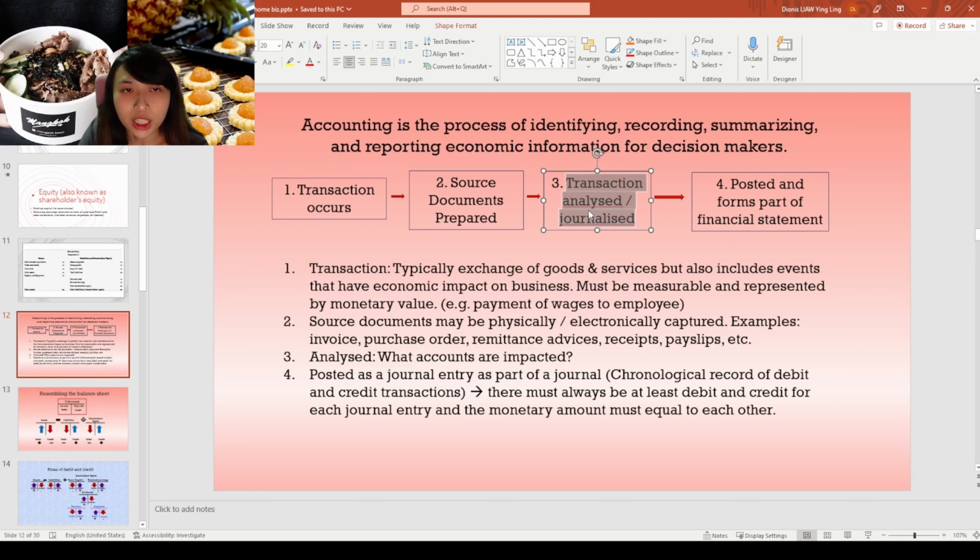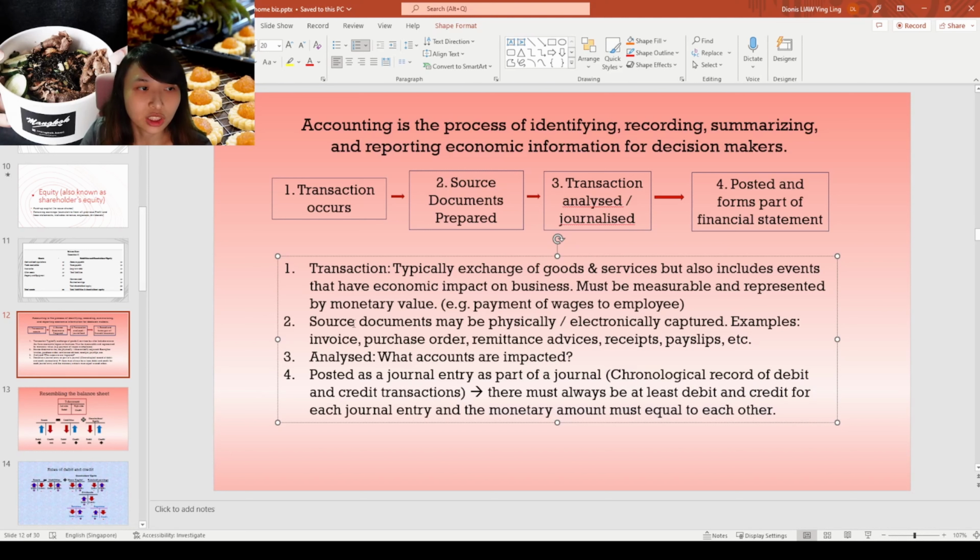Okay, then the transaction is analyzed and you need to write a journal entry. You need to think about what accounts will be impacted by this transaction. Then you journalize it, and it's posted and forms a part of the financial statement. You post the journal entry in chronological order, and each journal entry must always have a debit and credit, and the monetary amounts must equal each other.